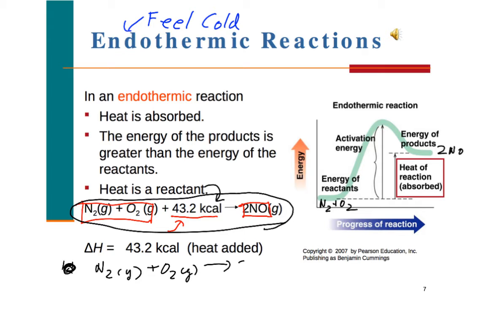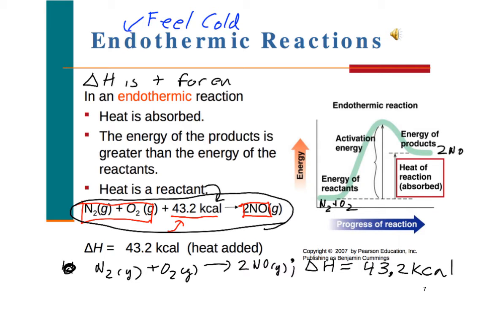And even though heat is a reactant for this equation, we're still going to put our semicolon here. We're going to put our delta H at the end, even though heat's a reactant. But people are going to know it because our change in the heat of the reaction is going to be positive because our chemicals are gaining energy. So for an endothermic reaction, your change in heat of reaction is going to be positive.